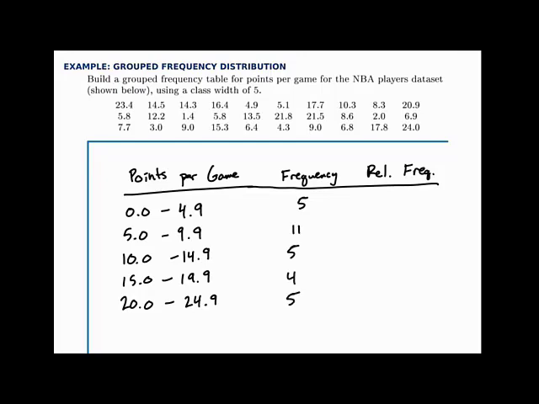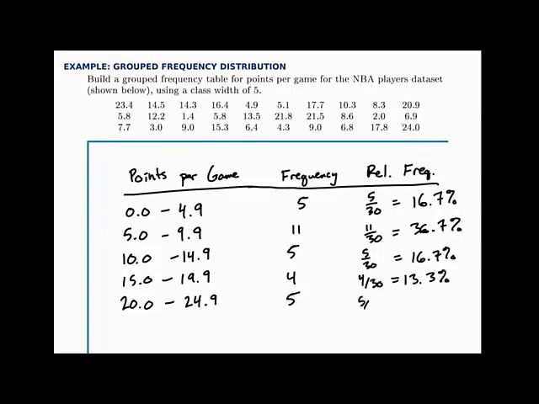And then if we divide each of these by 30 to get the relative frequency, 5 divided by 30 is 0.16 repeating, so you can round that to 0.167 or 16.7%. And then 11 out of 30, we could round to 36.7%. 5 out of 30 again is 16.7%. And then 4 out of 30, we could round to 13.3% to get the relative frequency for each.